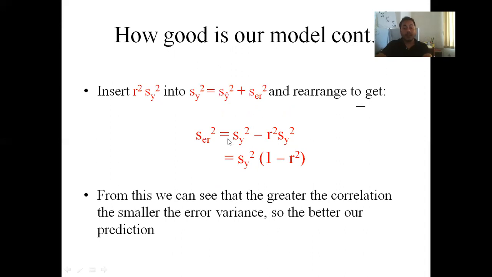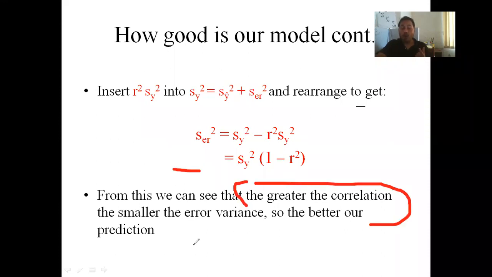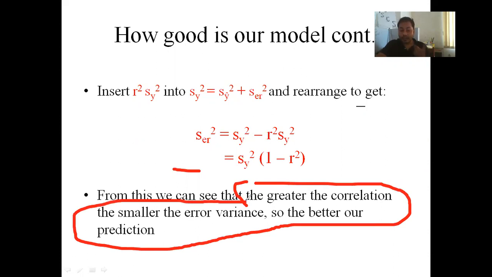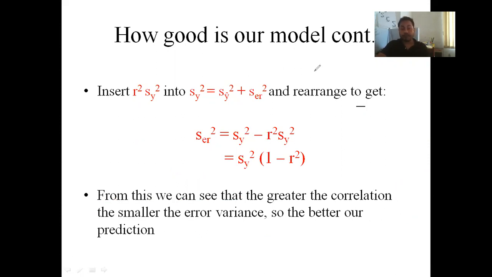Ultimately, we get that s error square is equal to sy square into 1 minus r square. From this, we can see that the greater the correlation, the smaller the error variance is, so the better our prediction. I'm repeating again, this result is important. You need to remember that the greater the correlation, the smaller the error variance, and that's why our prediction will be improved for greater correlations. Okay? Good.